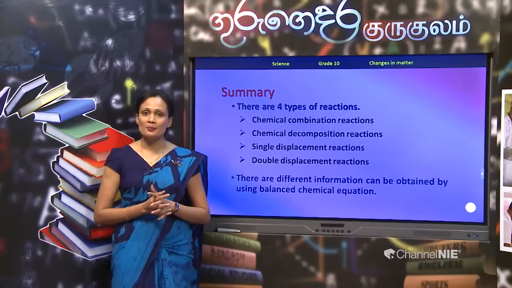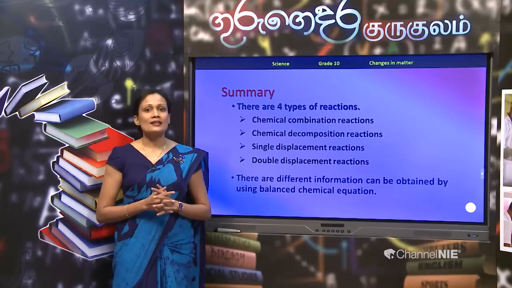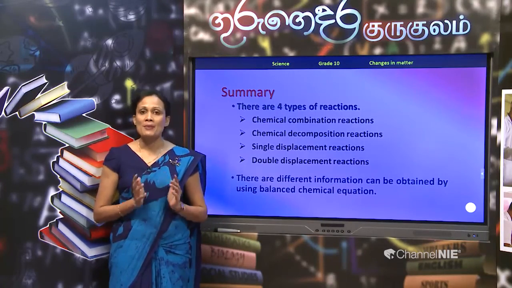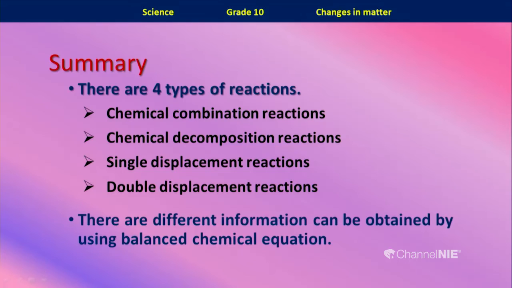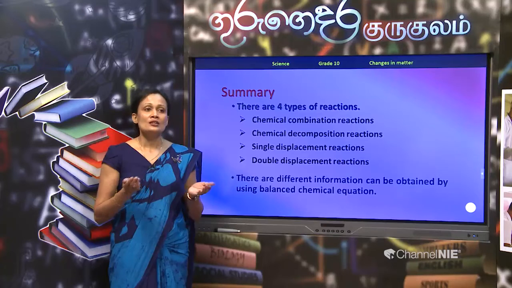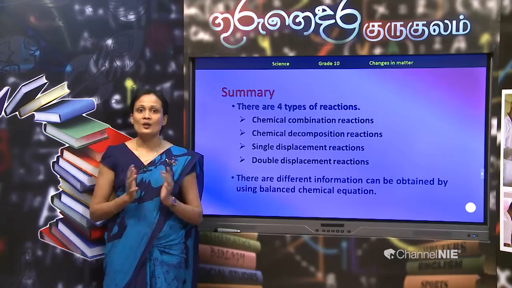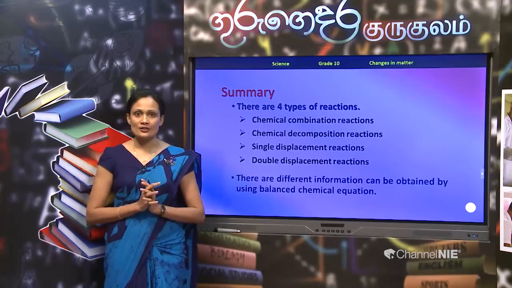Finally, we discussed the information that we can gain from balanced chemical equations. That means different information can be obtained by using the balanced chemical equation. So we did some examples for that. Like that, we discussed chemical changes in detail. I hope that you enjoyed today's science lesson.